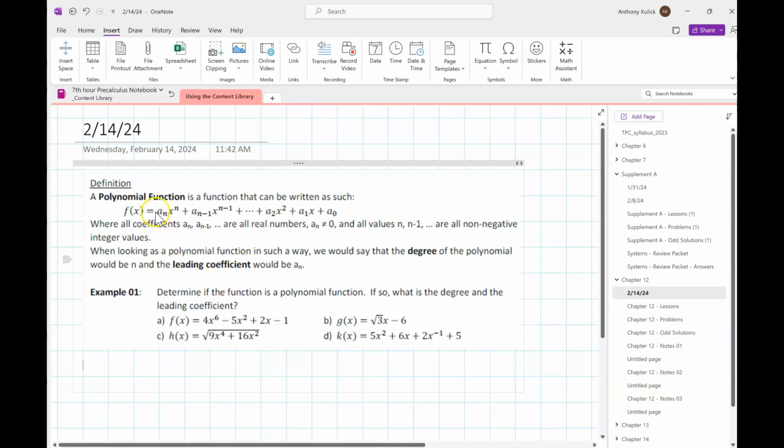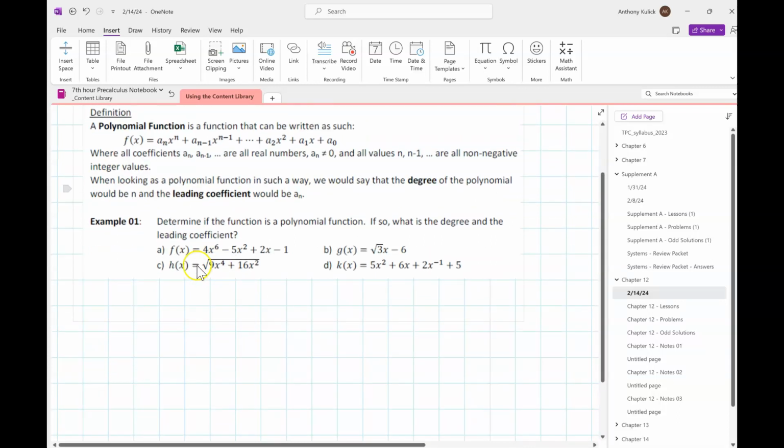And then this term right here that has the biggest exponent, we call the leading term. And the coefficient on that leading term, we call the leading coefficient. This should all be a review from last year, vocab-wise.